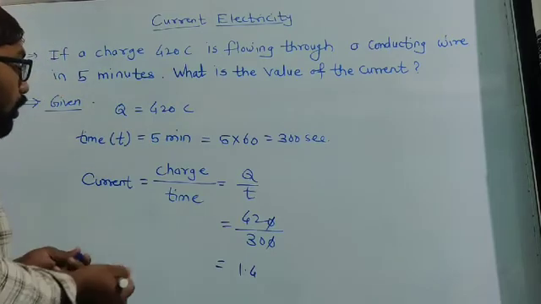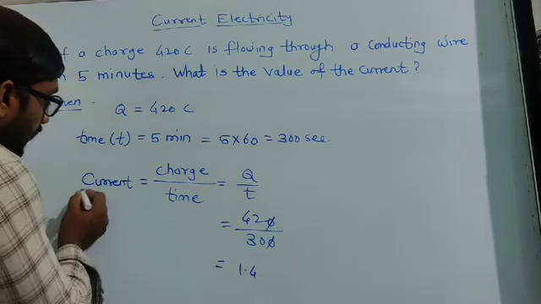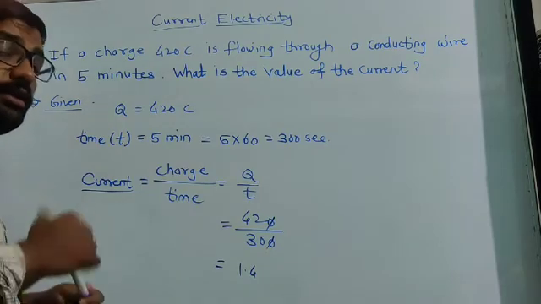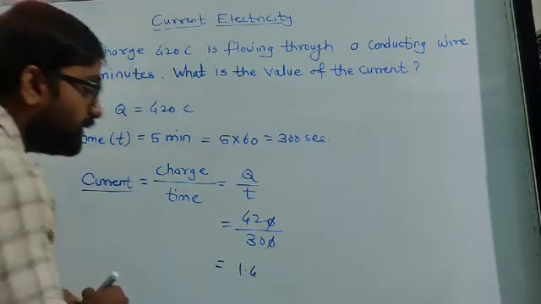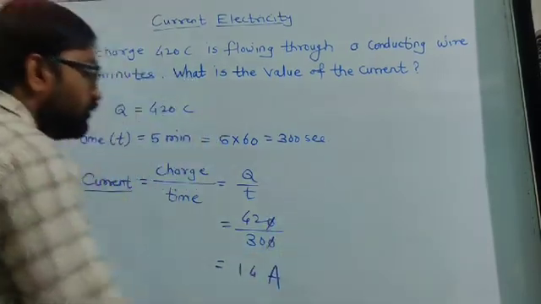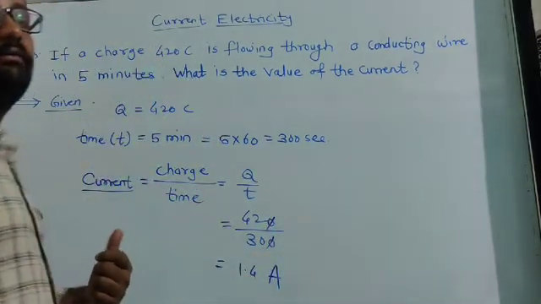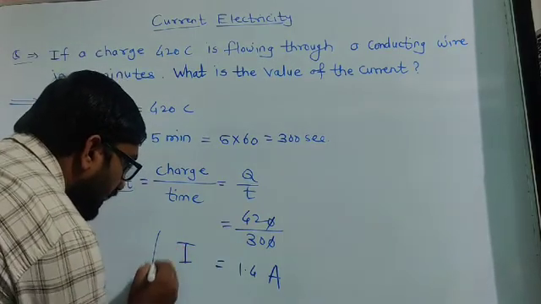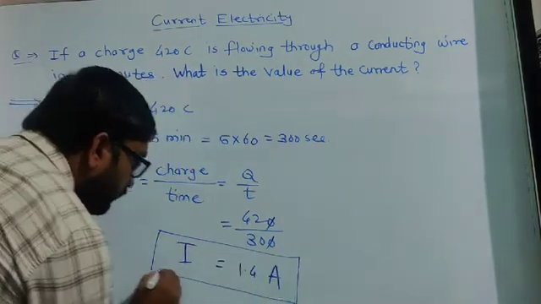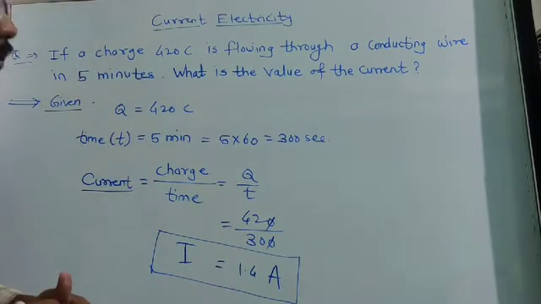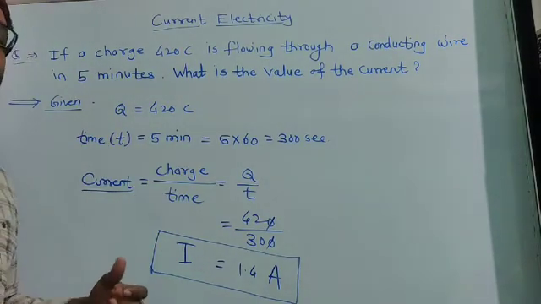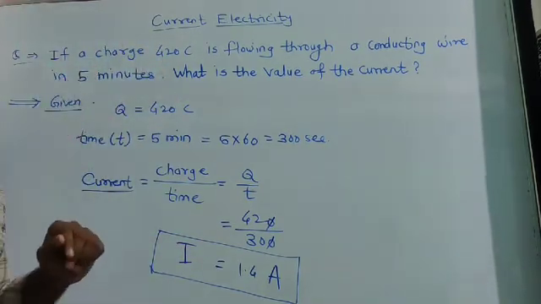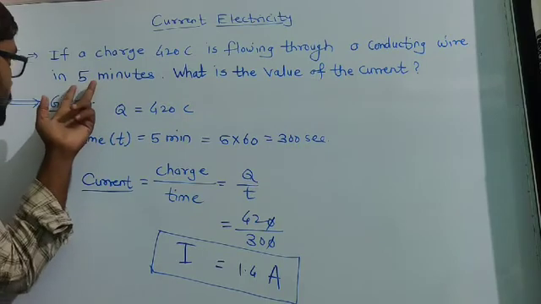Again, what we have to calculate is current. We know current is measured in ampere, so we write ampere here, and current is denoted by the letter I. So current will be equal to 1.4 ampere.